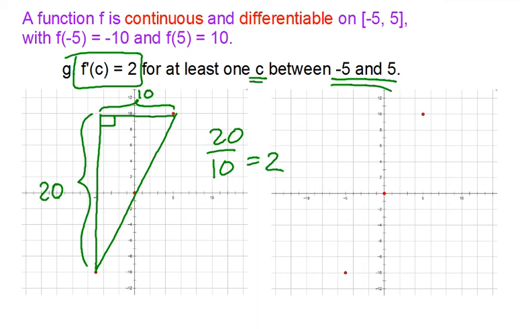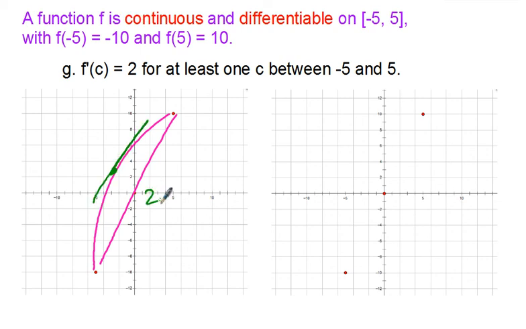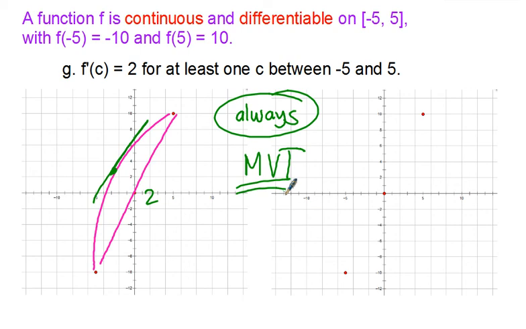Since we know some information about the function, namely it's continuous and differentiable, we know that the mean value theorem applies. Regardless of what the graph may look like, we know that there's got to be some value somewhere where the rate of change is exactly equal to 2. So this statement, for the first time, is the first one that's always true, and we use the mean value theorem to be sure of that.